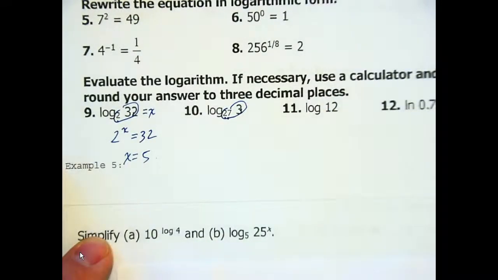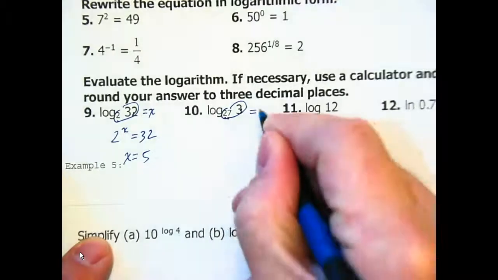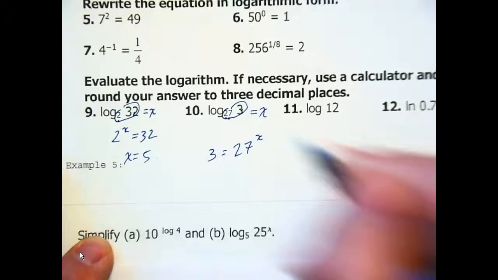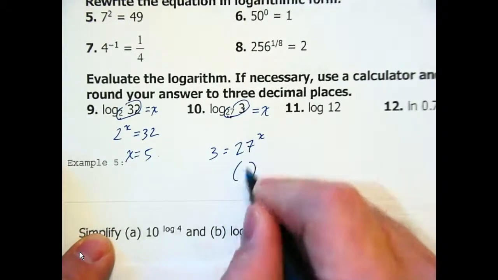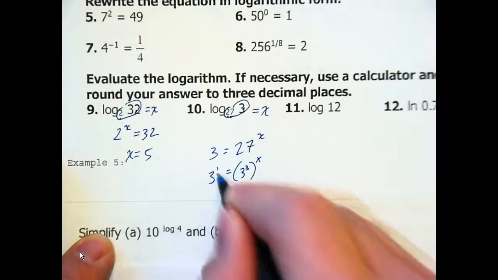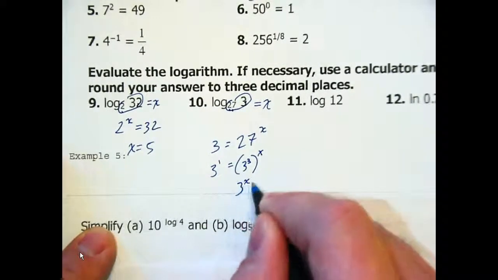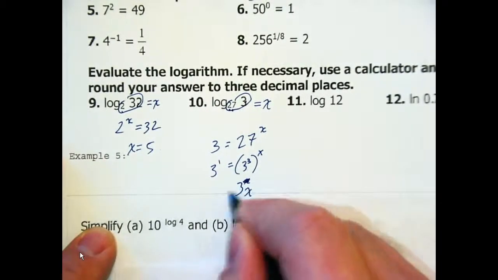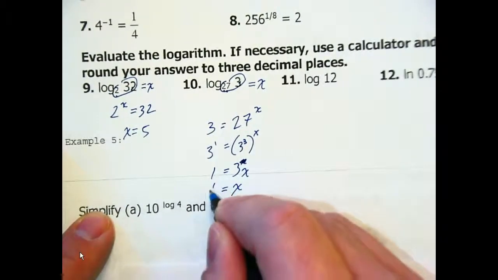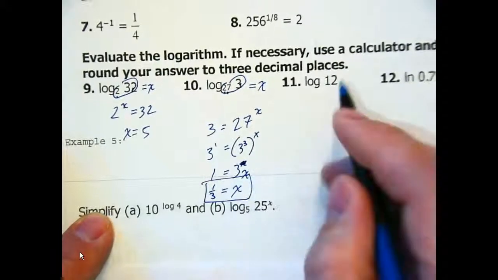Make sense? The other thing you could do is you could just set it equal to x. You could say 27 to the x equals 3. Remember, go make that into base 3. That's 3 to the 3rd is equal to 3 to the 1st. So 3x equals 1. So x equals 1/3. This one you'd have to put on your calculator.